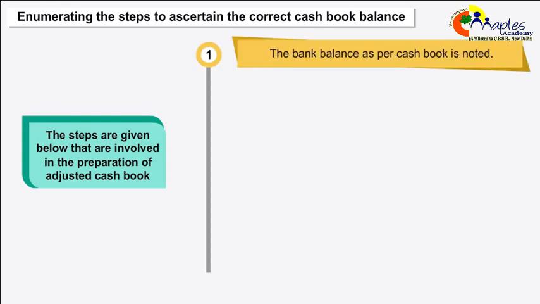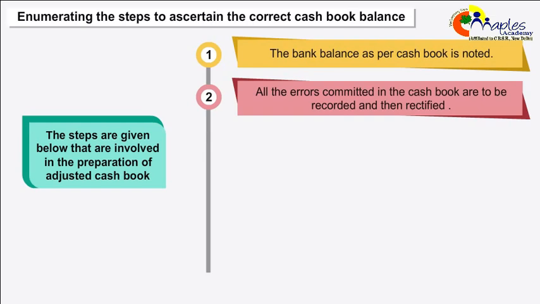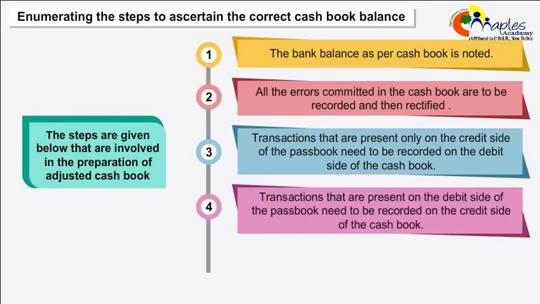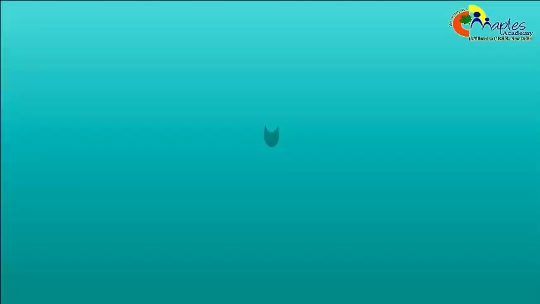1. The bank balance as per cash book is noted. 2. All the errors committed in the cash book are to be recorded and then rectified. 3. Transactions that are present only on the credit side of the passbook need to be recorded on the debit side of the cash book. 4. Transactions that are present on the debit side of the passbook need to be recorded on the credit side of the cash book. 5. Total the cash book and find the balancing figures. This balancing figure is then used to prepare the bank reconciliation statement.